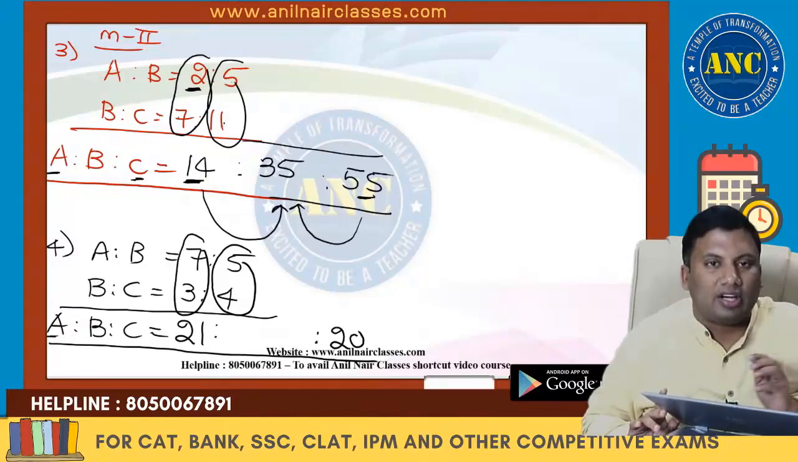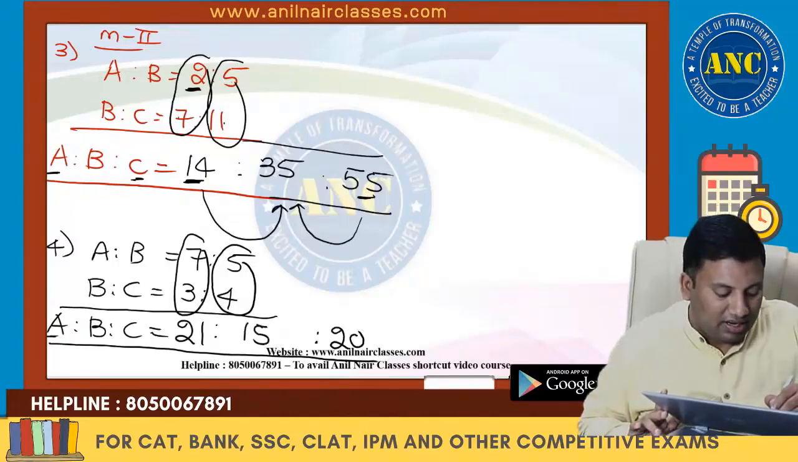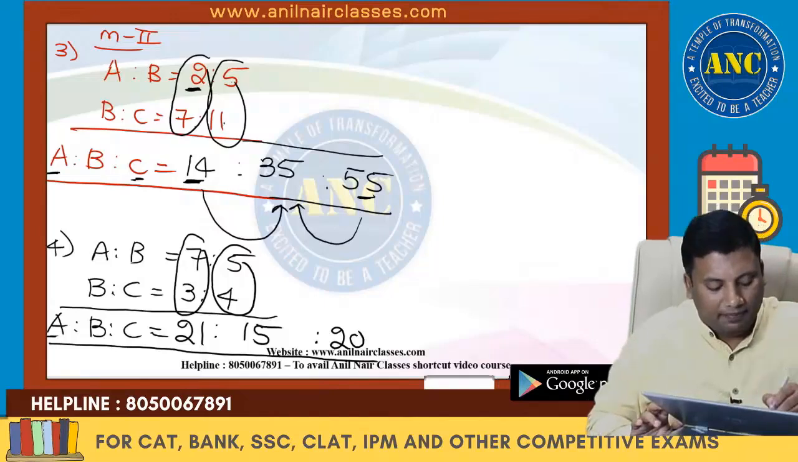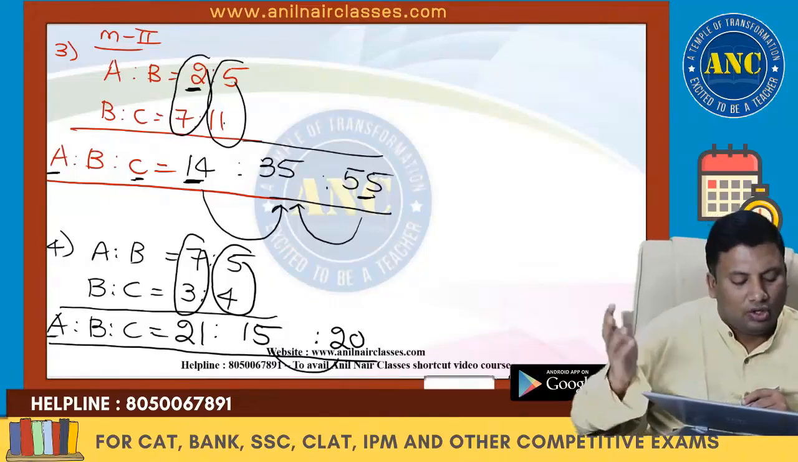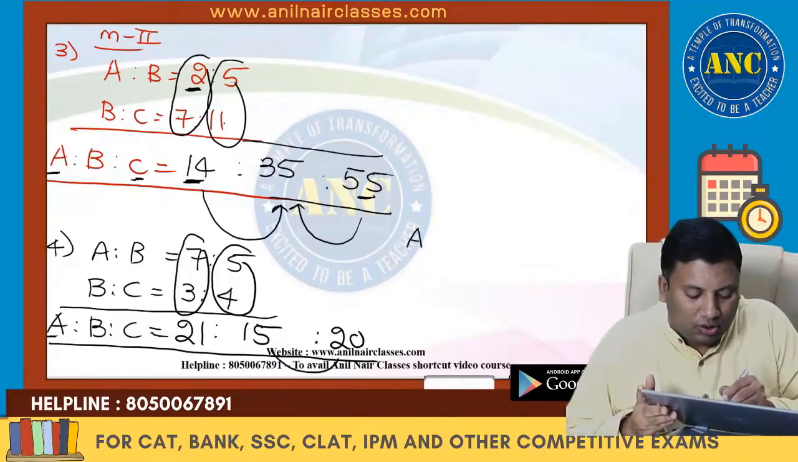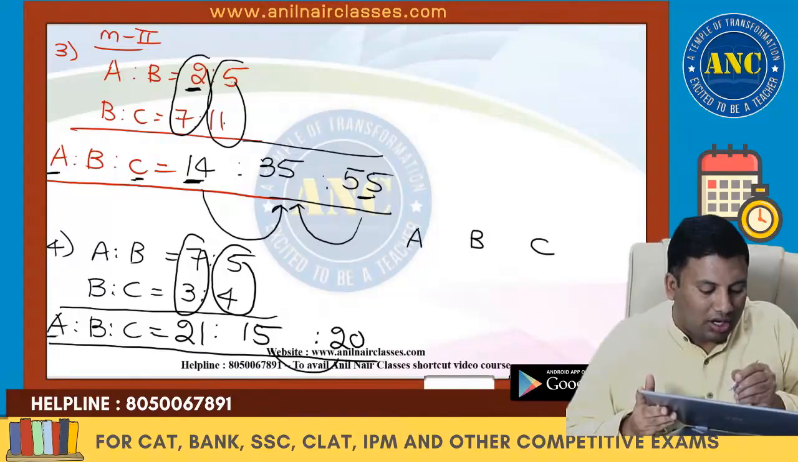7 3s are 21, 5 3s are 15. So reverse also you can do: 4 5s are 20, 3 5s are 15. You choose any method that comes into your mind. The only thing is you have to solve it fast.